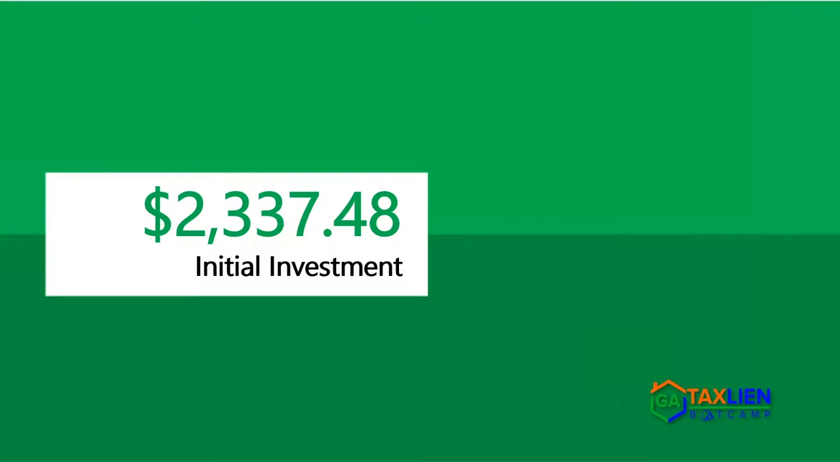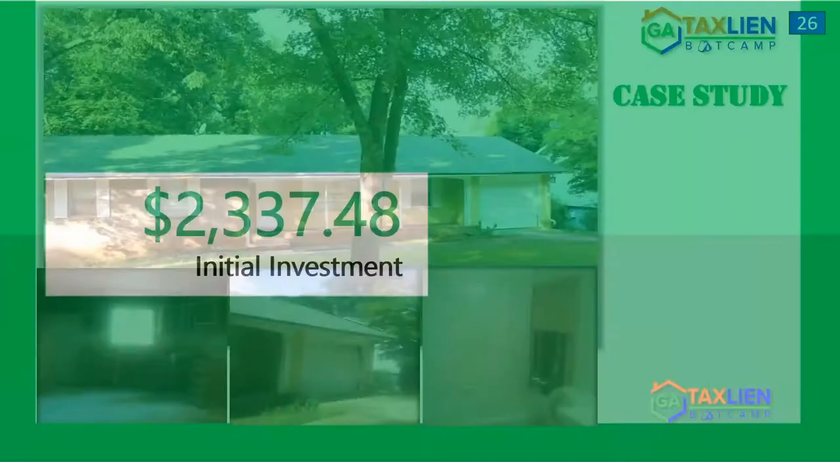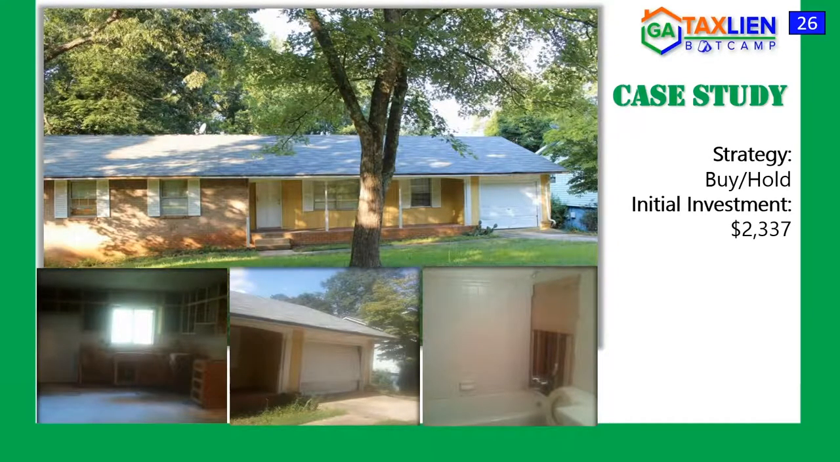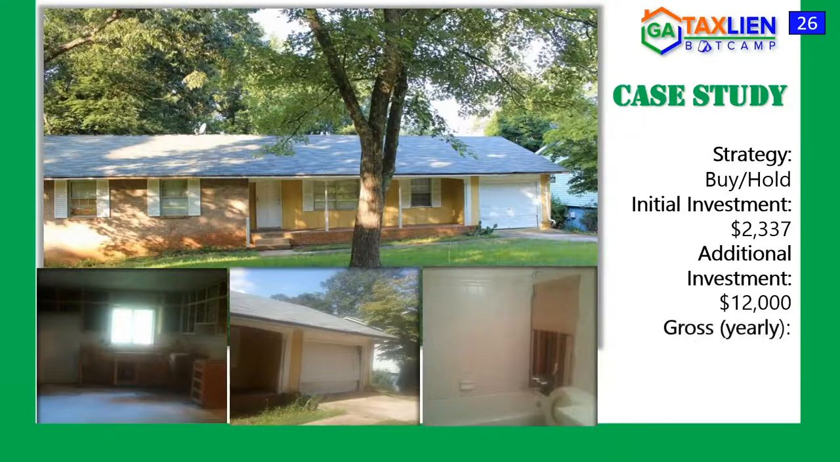Let's look at what $2,337.48 got one of our investors. Right now, you're looking at this home, and there are some before pictures at the bottom of the page to show you how it looked before it looked like the picture above. The initial investment is $2,337. The additional investment to get the house to look the way it does in this photo was $12,000. The gross yearly income that comes in from this property is $30,000.